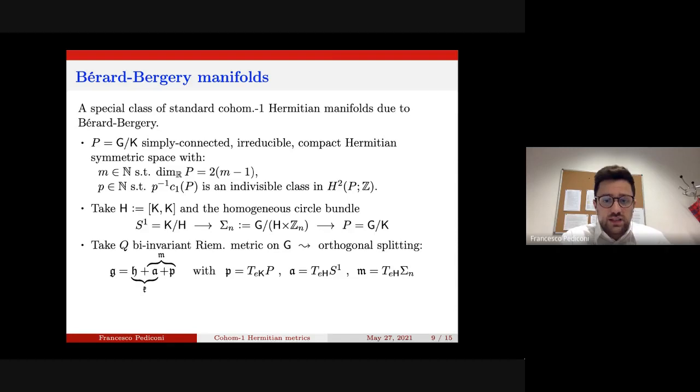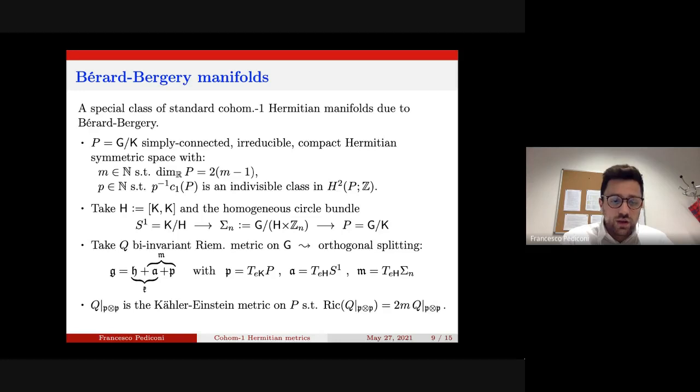Of course, since G is compact, you can always fix a bi-invariant Riemannian metric Q on G, and this gives rise to an orthogonal splitting of the Lie algebra g into three parts: h plus a plus p, where h is the semi-simple part of the Lie algebra k, a is the center of k, and it is tangent to the fiber of the circle bundle above, and p is the complement, which is tangent to the base space of the circle bundle. Moreover, you can always rescale the metric Q so that its restriction to the base is the Kähler-Einstein metric on P with Einstein factor 2m.